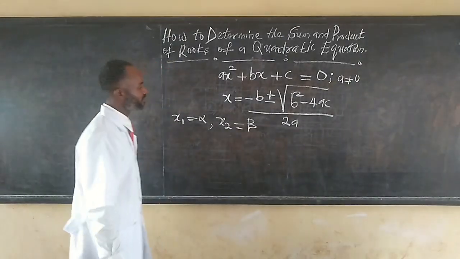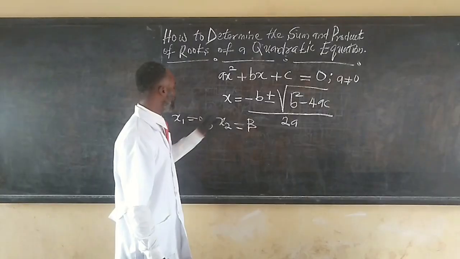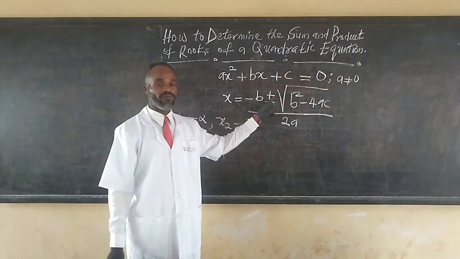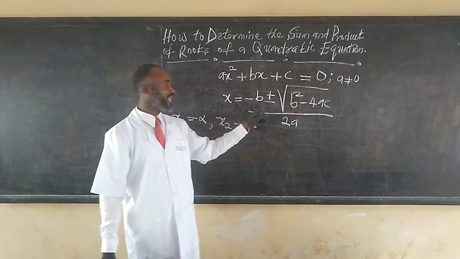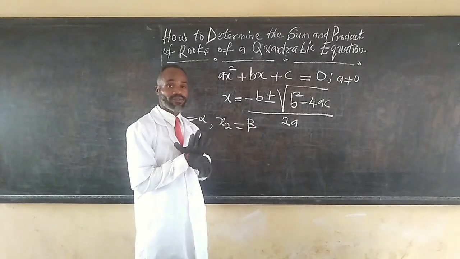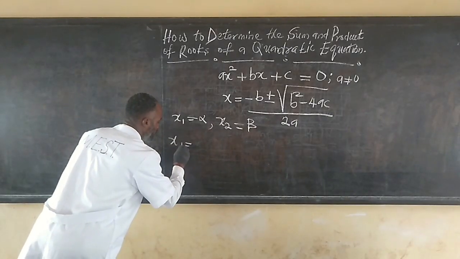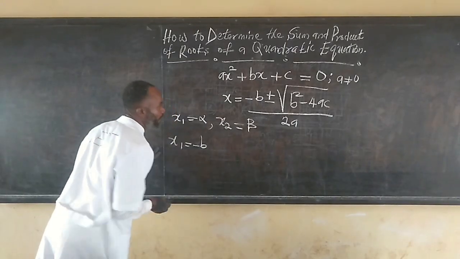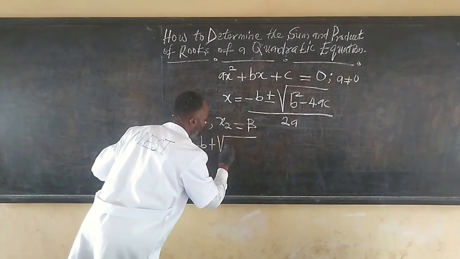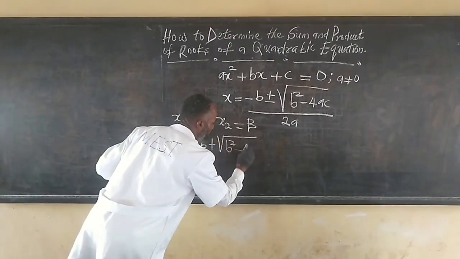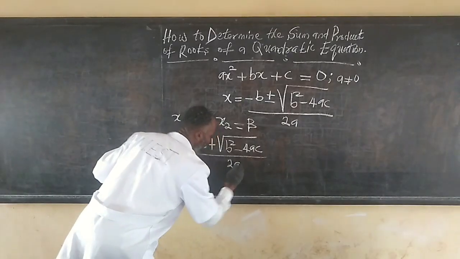Let's begin. It's very, very important. Let's begin. So first of all, let's split this into x1. It goes with positive first. All right? We split again into x2. It goes with negative. That's what we need to do. So let's do that quickly. So x1 is going to be, we retain our minus b, right? Okay? And then plus goes first, square root of b squared minus 4ac all over 2a. That's the first one.